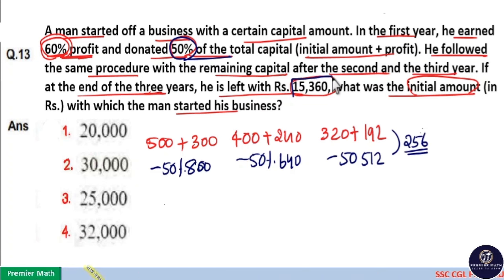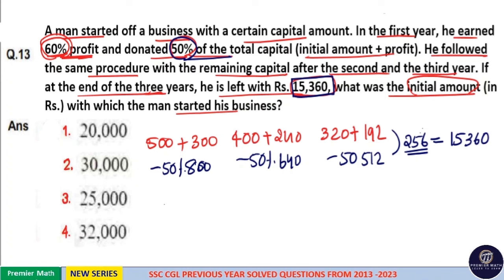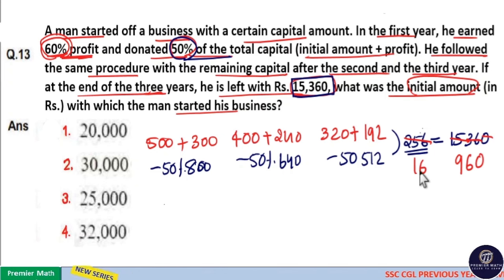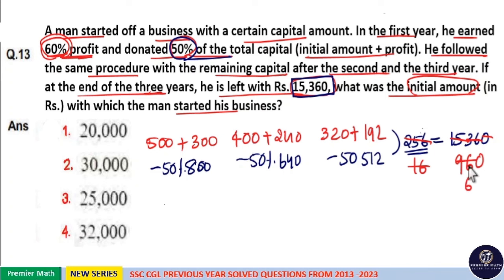Now you can see here, at the end of the third year he is left with 15,360, which means this 256 rupees in the question is given as 15,360 rupees. Now if I cancel it with 16, 16 goes 16 times in 256. 16 into 9 is 144, so remaining is 96. So 16 into 6 is equal to 96. 16 goes 6 times in 96, remaining 0.